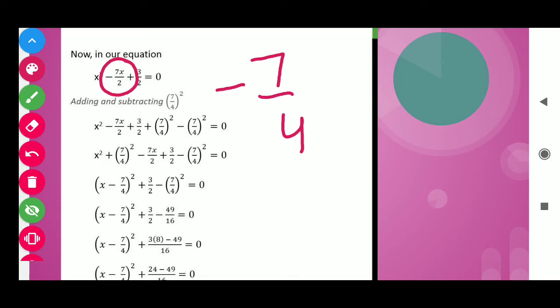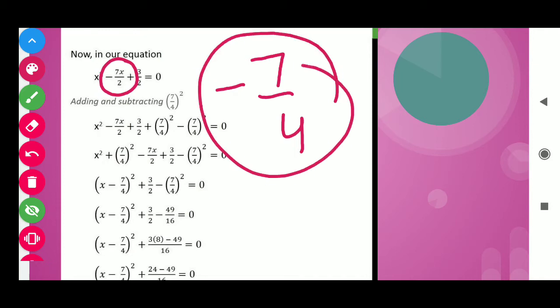Now this is the resultant that we have got from step 2. Now students, we have to do square of this number and add and subtract. So in this way you can see that square of 7 over 4, you can see here square of 7 over 4, add and subtract. On adding and subtracting you can make here the algebraic identity.